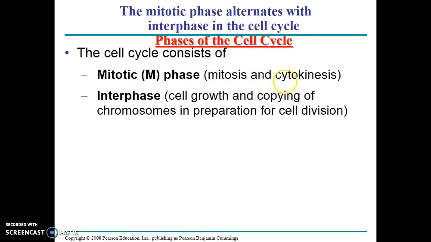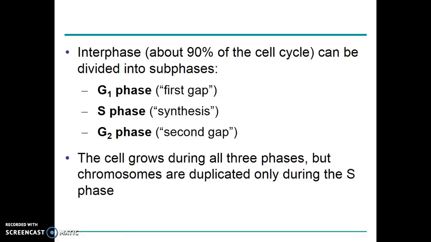In the interphase, the cell grows and copies the chromosomes in preparation for cell division. Interphase takes about 90% of the cell cycle and can be divided into subphases. So only 10% is taken by the mitotic phase.